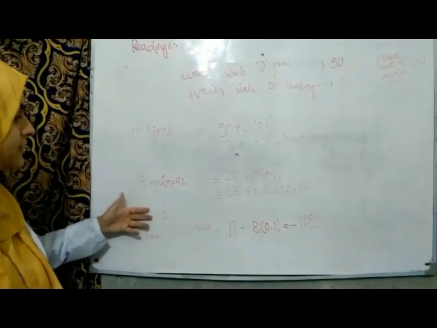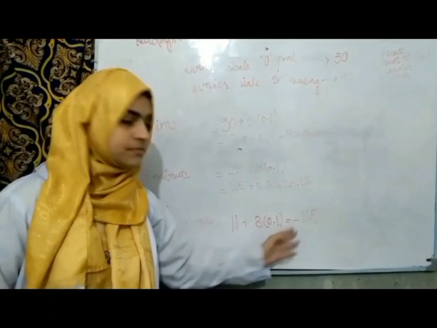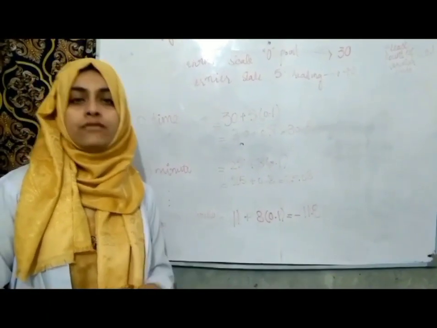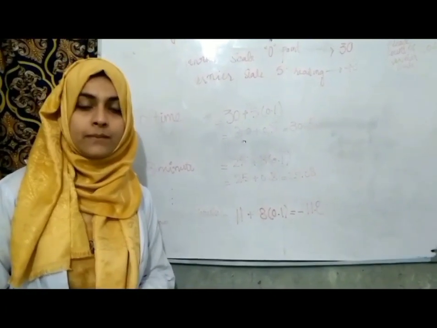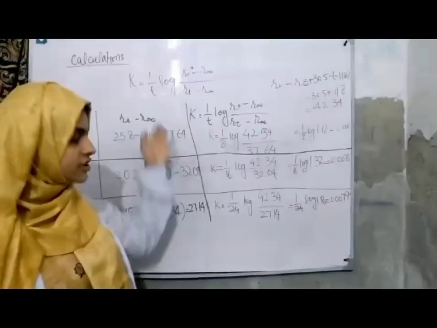Now, we will take readings at 8 minutes, 16 minutes and infinity time. In the same way, here the infinity time reading has a minus sign with it. It means the reaction mixture contains a levorotatory compound, which is fructose. Fructose is present in greater amount in the reaction mixture, therefore we have a negative sign.